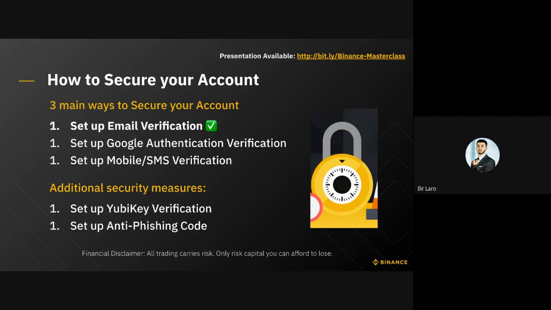You have actually already completed one of the 3 major steps to secure your account. If you registered an account using your email, you would have already set up your email verification code. The next 2 are Google authentication and then mobile SMS. And then I'll also touch on the additional security measures such as the YubiKey verification and the anti-phishing code as well.